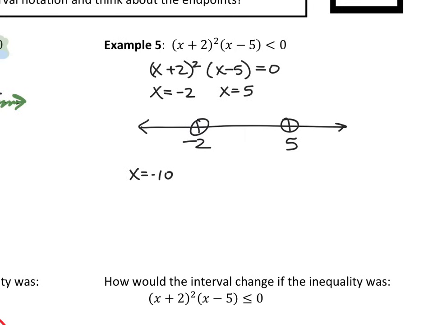I'm talking about this factor right here. Negative 10 plus 2 would still be negative, right? What happens when you square a negative number? It's positive. I'm going to leave that there for a second. If you take negative 10 and you subtract 5, that's still negative, which really means this is like a positive times a negative, which means that section is negative.